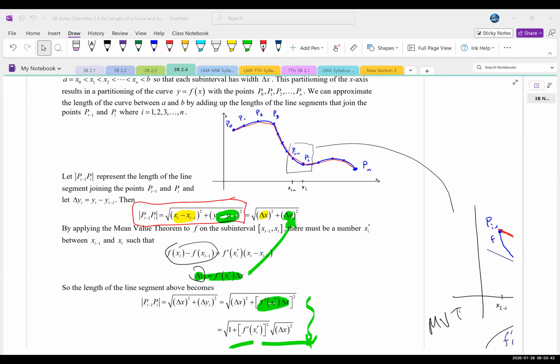But I know exactly where it is, so it's this one. So it should be pretty quick. Okay, so we're basically looking at finding the length of that blue curve.